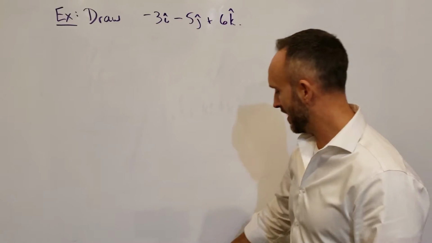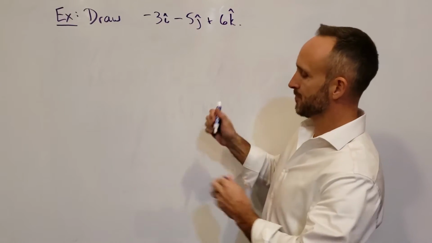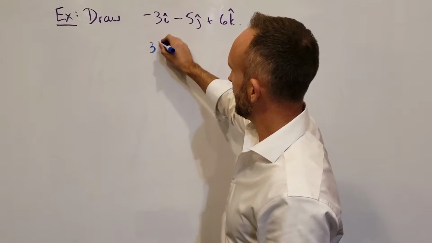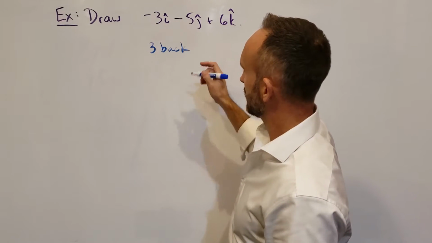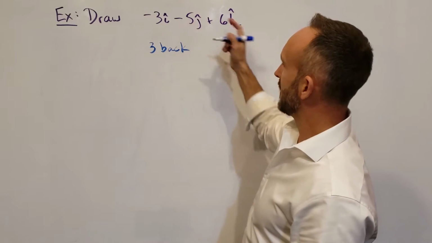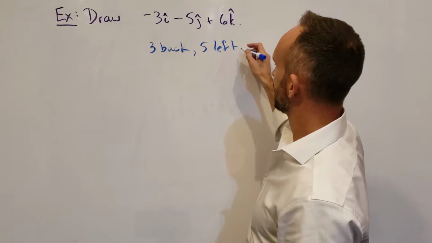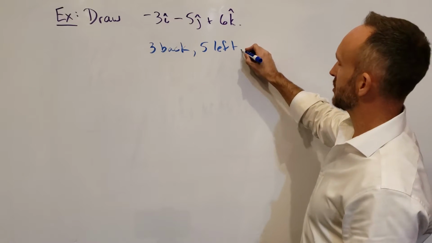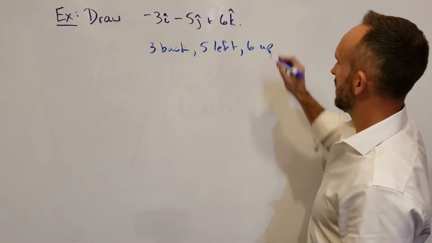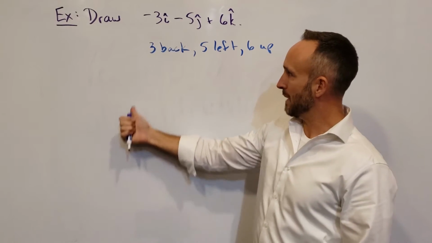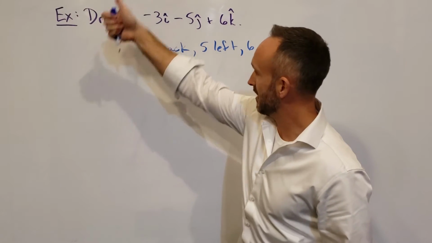You can already imagine that. But in particular, the negative 3 means we need to go 3 back. So 3 back. The negative 5 in the y direction means we need to go 5 left. And the 6 in the z direction means we need to go 6 up. So I'm going to pick my origin, and I have to go back, left, and up.